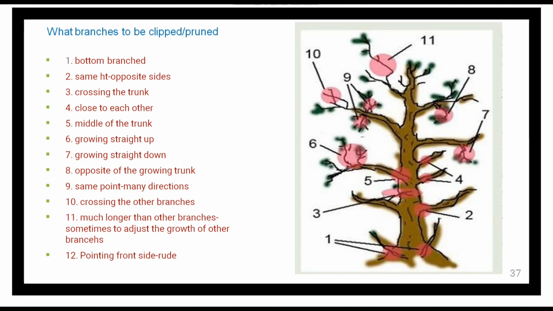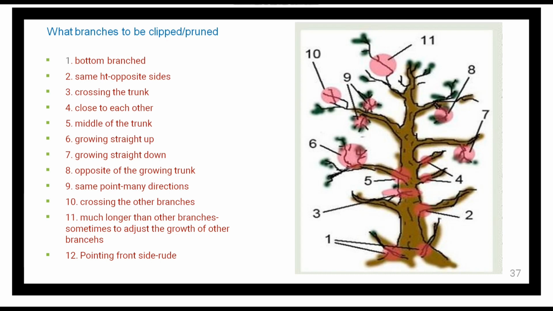The fourth one is very close to the next one, that is your 4 and 5. The sixth branch is growing straight up, which is not preferred. The seventh one is growing straight down, which is also not preferred. Your eighth is opposite to the growing trunk, which is not preferred in a bonsai style. In the ninth, you could see a lot of branches arising from one single direction. And the 10th, crossing the other branches, is also not allowed.